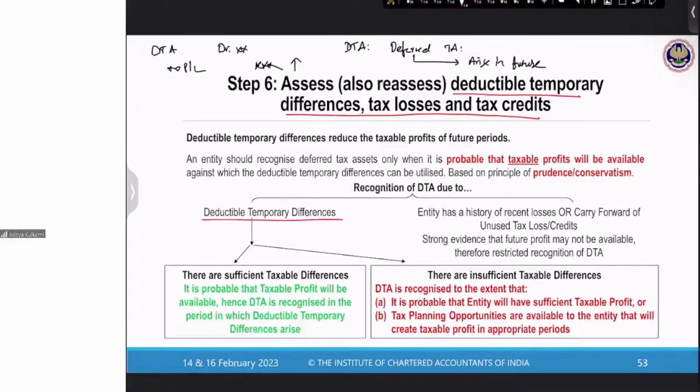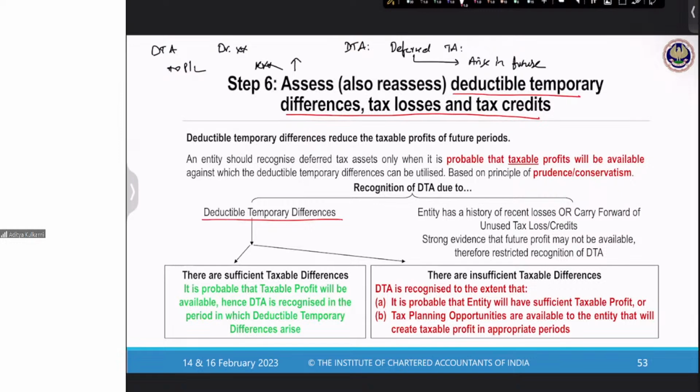DTD, deductible temporary differences, can be recognized if and only if there is a certainty of existence of taxable profits in the future. If that is the case, then whatever are the deductible temporary differences arising today, you can recognize a deferred tax asset on that. Agar nahi hai certainty, then don't recognize a deferred tax asset. Okay. So ye to ho gaya baat deductible temporary differences.